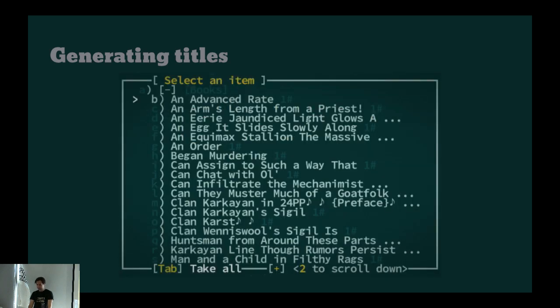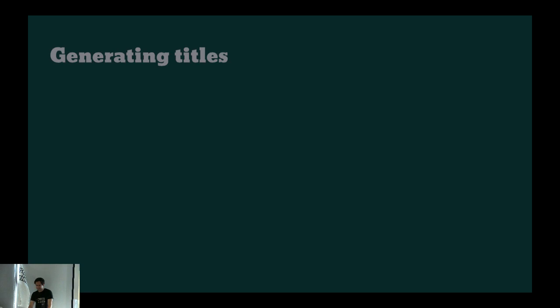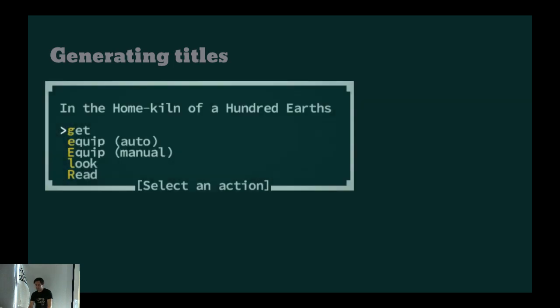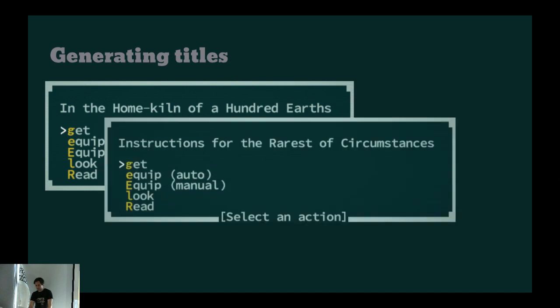Here are some examples: "in advanced rate," "an arm's length from a priest!" Here are some of my favorite ones. That one's kind of weird and cool. Like I've said before, I want this book to exist in real life.